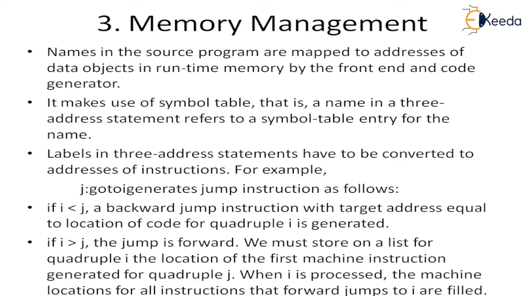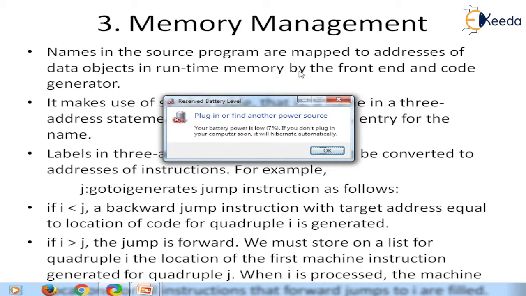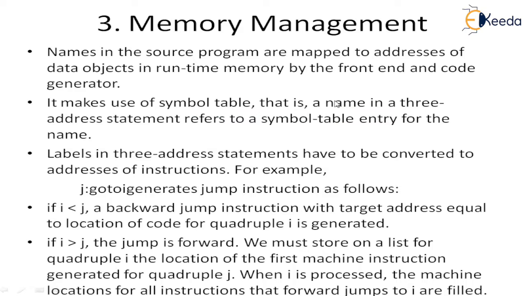Third one is nothing but the memory management. So what is done under memory management? As the name suggests, memory management provides the space for each and every variable or value present in the program. So how does that labeling or spacing take place? Names in a source program are mapped to addresses of data objects in the runtime memory by the front end and the code generator. After that, all that is stored in the symbol table. Then the name and the address refer to the symbol table entries for the name.